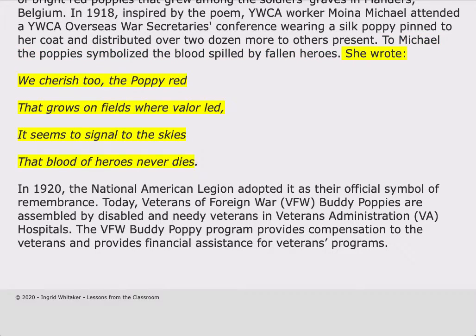She wrote, "We cherish too the poppy red that grows on fields where valor led. It seems to signal to the skies that blood of heroes never dies." In 1920, the National American Legion adopted it as their official symbol of remembrance. Today, Veterans of Foreign Wars, VFW, Buddy Poppies are assembled by disabled and needy veterans in Veterans Administration, VA, hospitals. The VFW Buddy Poppy Program provides compensation to the veterans and provides financial assistance for veterans programs.